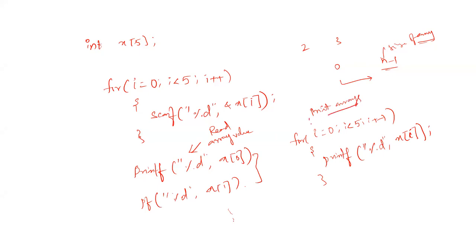For this, we have an alternative. For reading, we have an alternative, that is, we can initialize the values there only. But for printing, we don't have an alternative. So compulsorily, we should use a for loop.